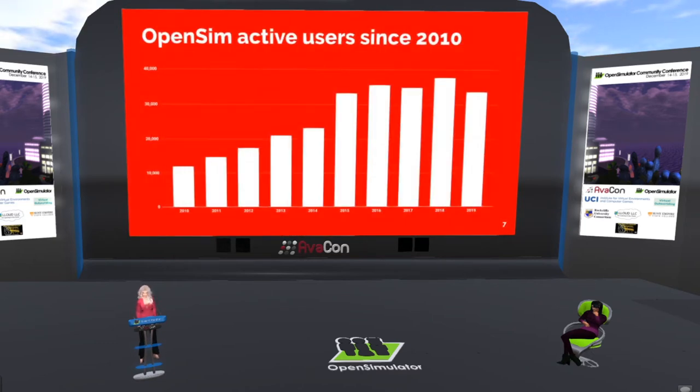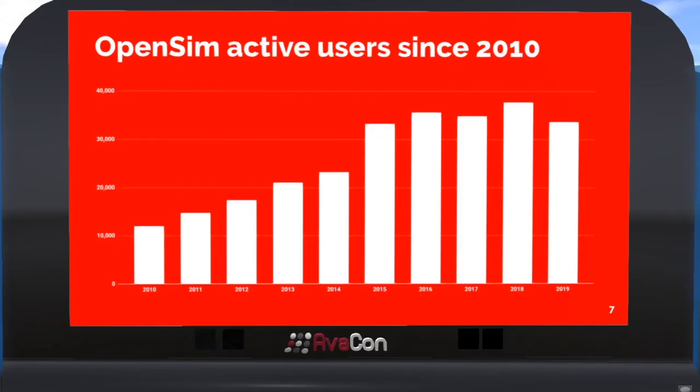So this chart is of active users over the last 10 years. We started out at a few thousand users, around 10,000 back when I first started keeping track of the statistics, most of them on OS Grid. Now we're up to around a little over 33,000 active users on the public grids. And this is down a couple of thousand from last year.